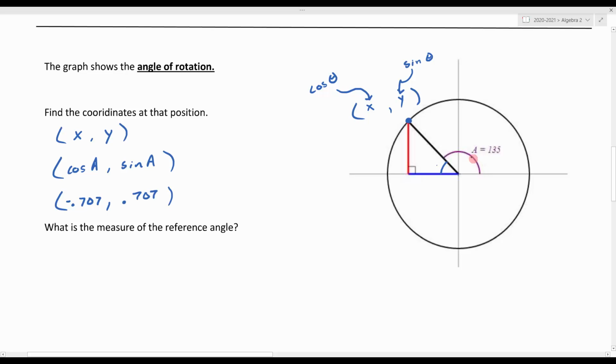Now we know that going from the start of the ride halfway around here to ground level, that would be 180 total degrees. So we know the angle here on the outside is 135. So I can find the reference angle by taking 180 minus 135, and we would find that the reference angle is 45 degrees. So this would be 45 degrees inside of the triangle. That's our reference angle.